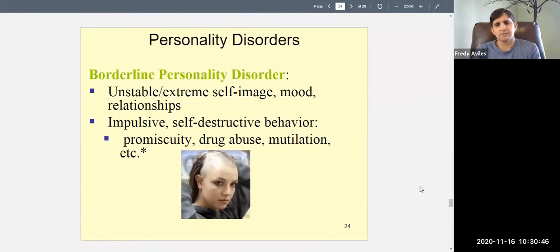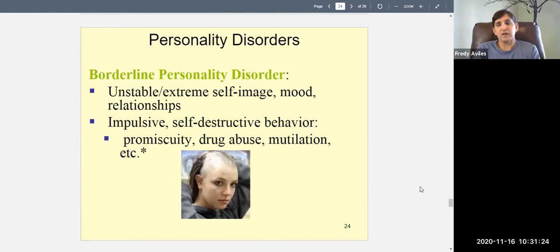Borderline personality disorder. Now, picture of Britney Spears right there, right? I suspect that Britney Spears had this or still has it, okay? That showed all the symptoms. Borderline personality disorder is when you basically have an unstable or extreme self-image, mood, relationships. Let me explain. Your image is unstable. You change your looks constantly. Maybe your hair color, the way you wear your hair, your clothing and all that stuff. It's not just that you change your look constantly, it's also very extreme. You dress in provocative ways, or you have hairstyles that get a lot of attention.